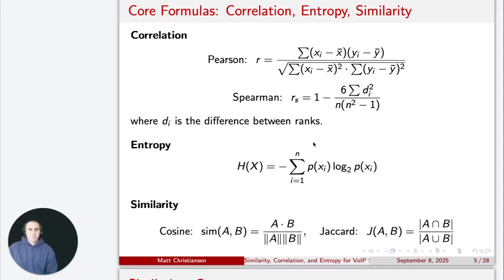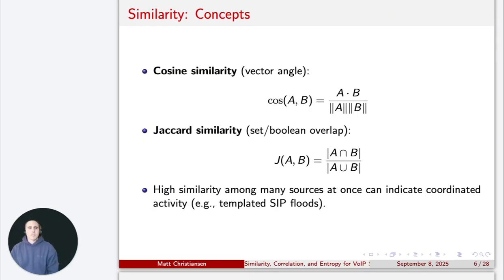Entropy, we have the entropy formula. And so this is just a summary of the formulas. This gives a high-level view of what we'll be going over. And then we have similarity, which we have the cosine similarity and the Jaccard similarity. We have magnitude down there, and then we also have some set notation, intersection, and union. Similarity concepts, that's what we'll first go over.